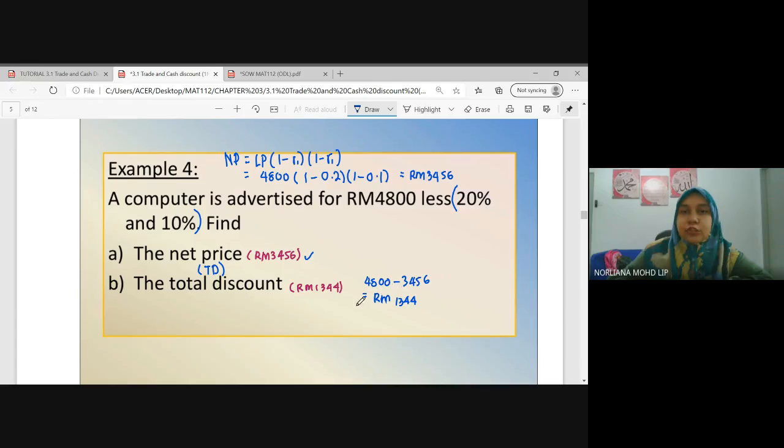This is the easy way to calculate the trade discount. The other way, you have to calculate one by one, by using a manual calculation. For 20%, how much? 20% times the list price, 4,800. 20% is 0.2 times 4,800, that is 960 ringgit. This is the trade discount.